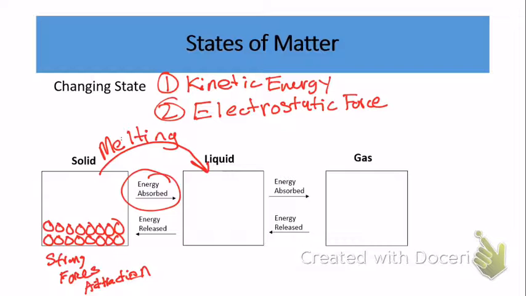Now, what does it mean to melt these particles? Well, it simply means that these particles now have more kinetic energy than they did in the solid state. With more kinetic energy, the attractive forces between the particles are going to weaken. It's going to go down. This will allow the particles in the liquid state to have more freedom of movement.